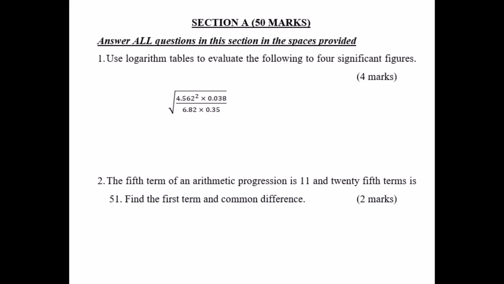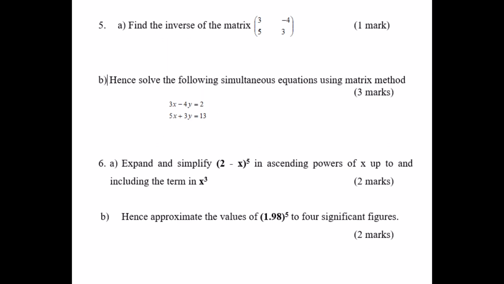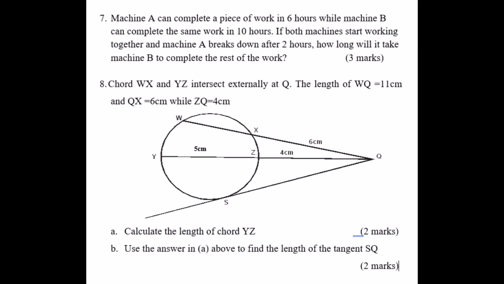Question number 2, it's a question on sequence and series. Go through the question. Question number 3, you have a cone and a hemisphere. You're supposed to find the volume. Question number 4, commercial arithmetics, compound interest. Question number 5, application of matrices in solving simultaneous equations. Question number 6, binomial expansion and its application. Question number 7, rate of work, whereby you have two machines, machine A and B. The hours they are taking to do the work respectively are given.